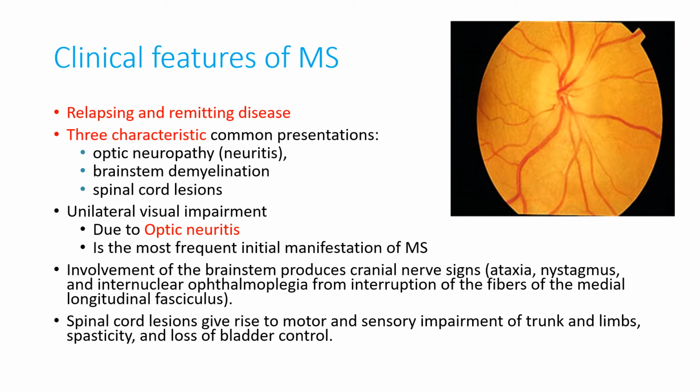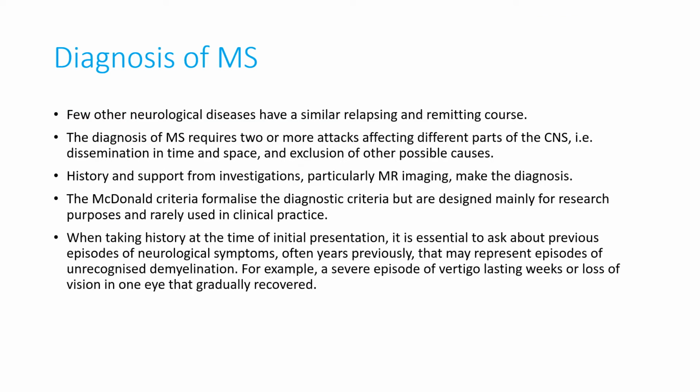Involvement of the brainstem produces cranial nerve signs like ataxia, nystagmus, and internuclear ophthalmoplegia. And spinal cord lesions give rise to motor and sensory impairment of the trunk and limbs, spasticity, and loss of bladder control. There are only a few other neurological diseases that have a similar relapsing and remitting course.